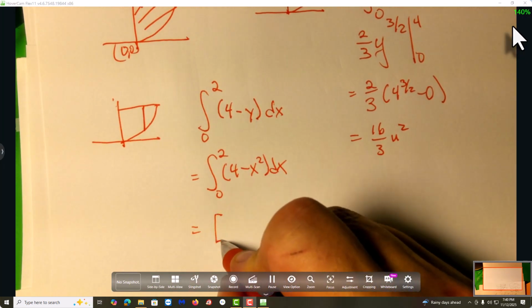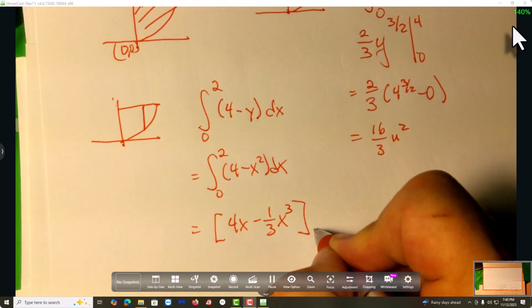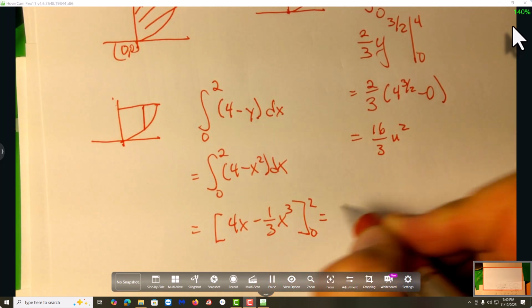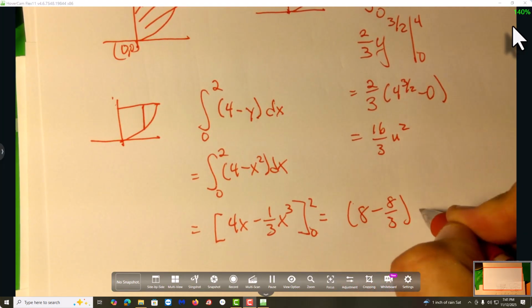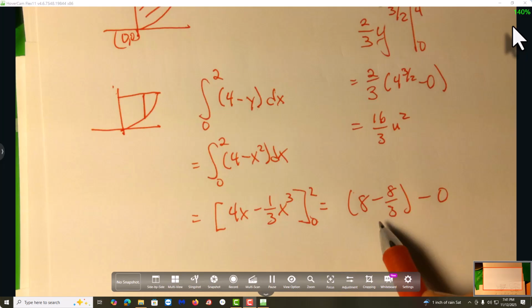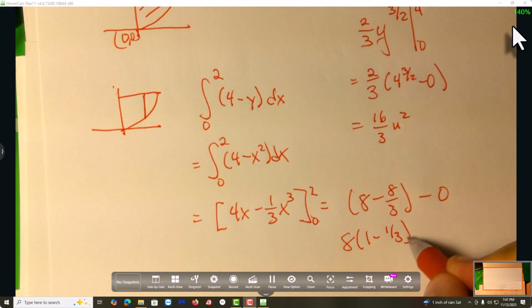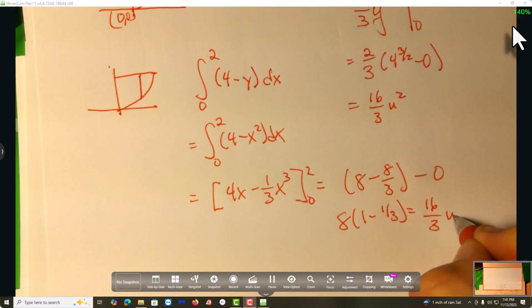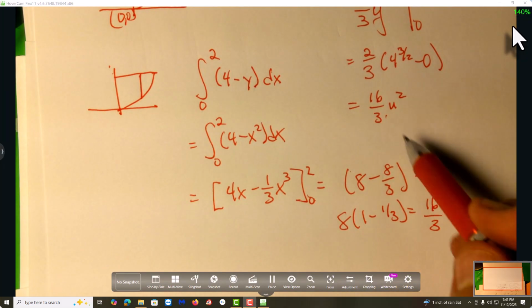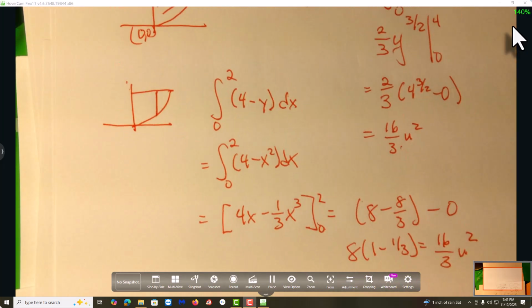So this is going to be 4x minus 1/3 x cubed. Don't forget to cube the x like I just did, from 0 to 2. Now at 0, it's going to be 0. So this is 8 minus 8/3 minus 0. I'm going to factor this 8 out, and then you should see in your head 1 minus 1/3. But 1 minus 1/3 is 2/3, and 8 times 2/3 is 16/3 square units. Notice the answers are the same, and they should be the same because it's the same region. Because if you came up with a different answer, I would be very frightened.